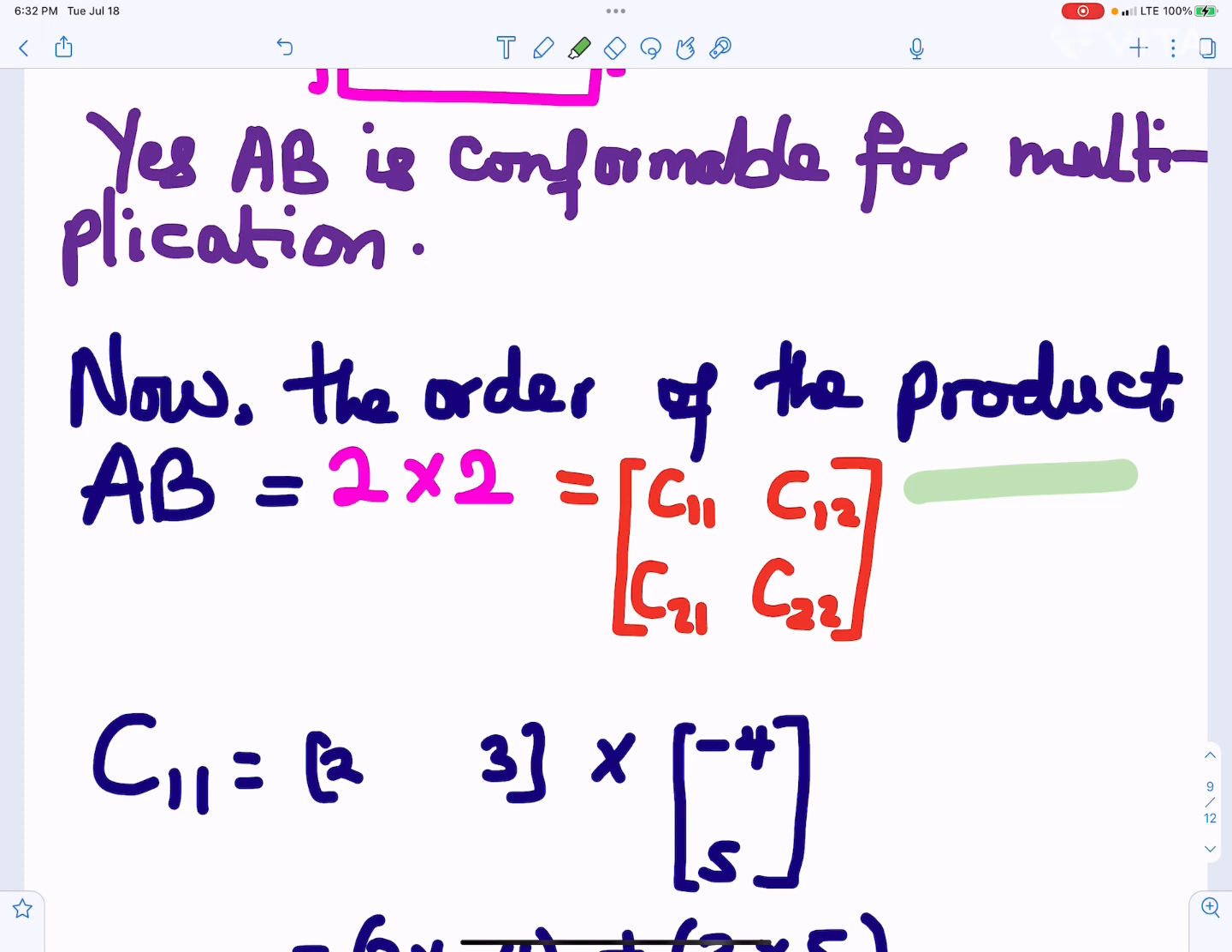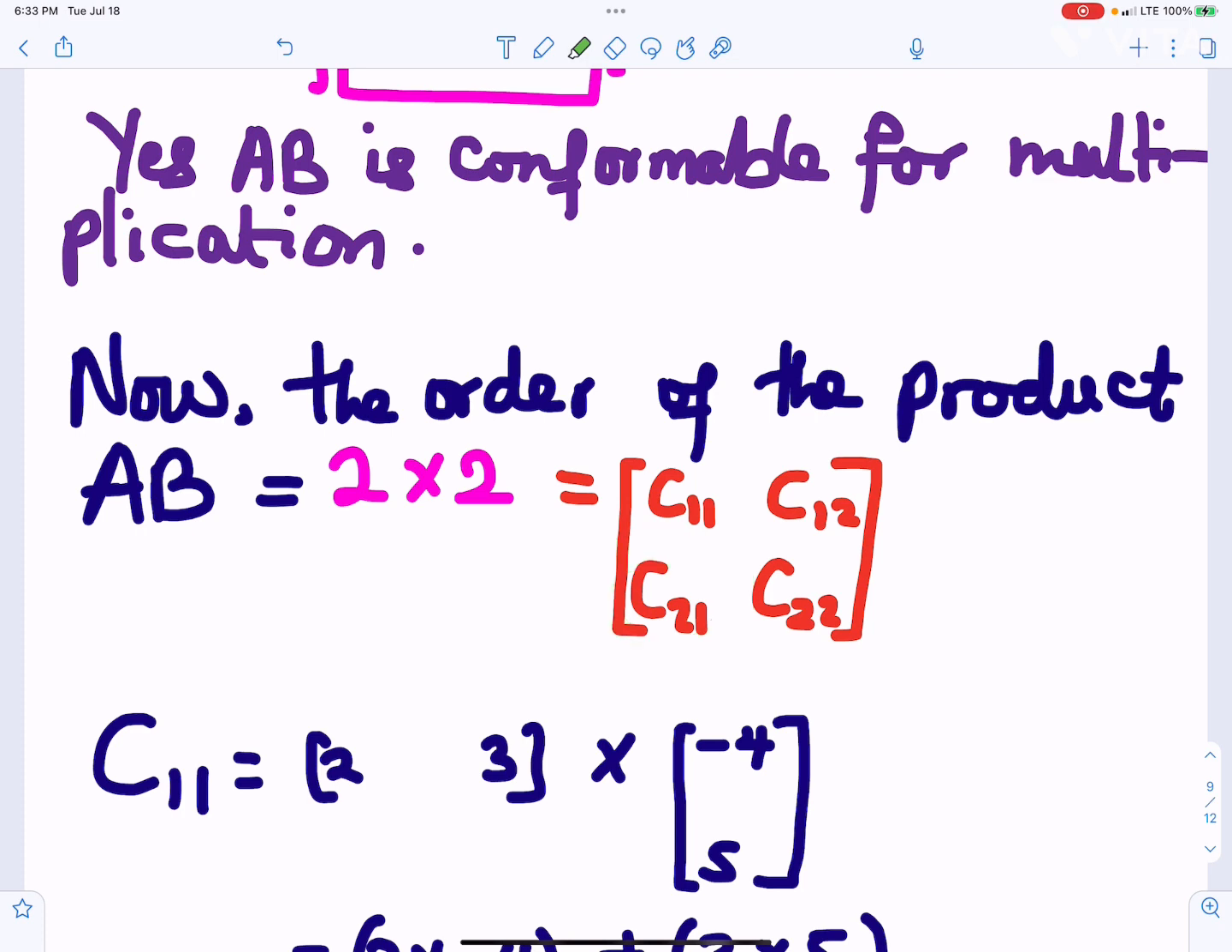Now, if my answer has 2 rows and 2 columns and therefore has 4 cells, it means that my answer will contain elements in cell 1,1, cell 1,2, cell 2,1, and cell what? 2,2. Cell 1,1 is the cell in the first row, first column. This is the cell in the first row, second column. This is the cell in the second row, first column.